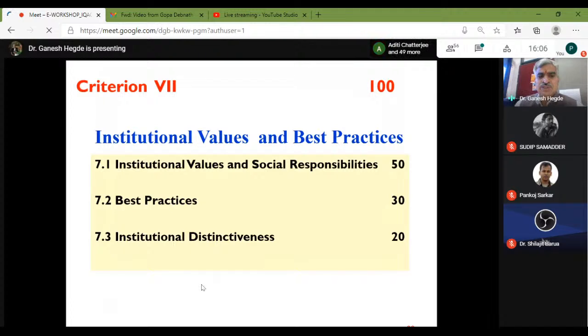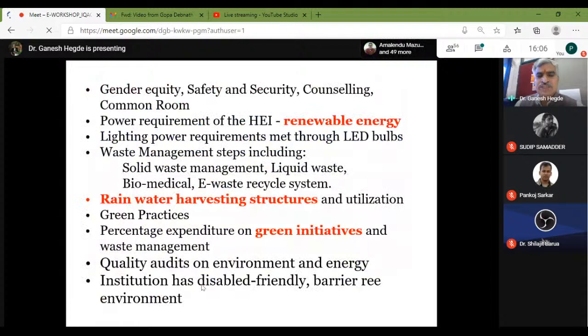Criteria 7 talks about institutional values and social responsibilities, best practices and institutional distinctiveness. Renewable energy, LED bulbs, waste management, solid waste management, liquid waste management, biomedical, e-waste management, rainwater harvesting, borewell recharging, green practices, green initiatives, quality audit, environmental audit, energy audit, gender audit. These are some of the things you can look into.